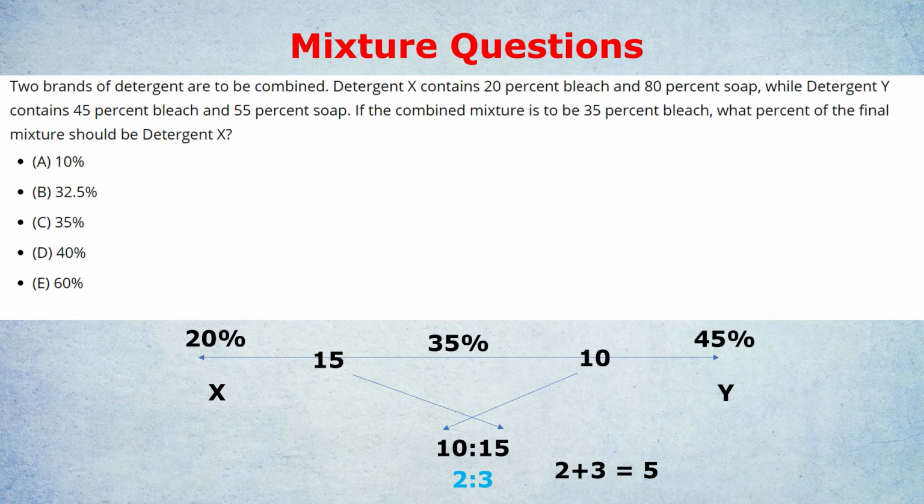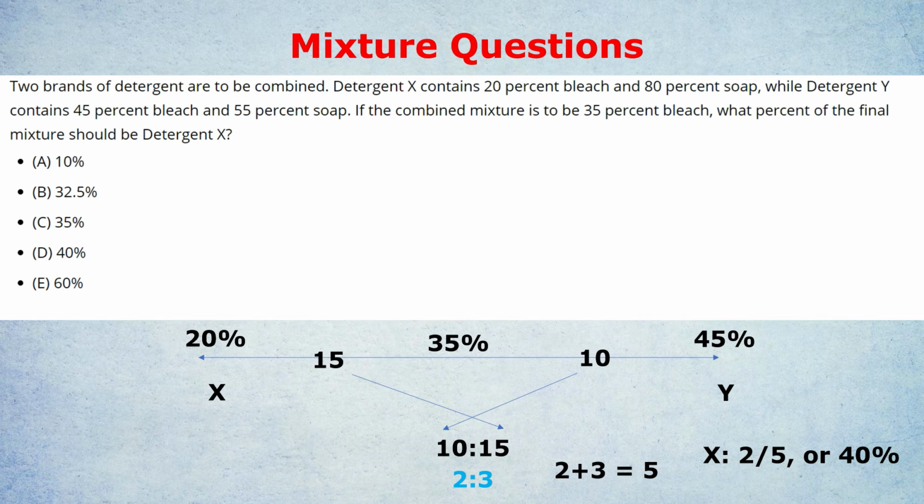On the left, we have 2 out of 5. That's X. On the right, we have 3 out of 5. That's Y. Therefore, detergent X is 2/5, or 2 out of 5, of the total. And 2/5 you can either know off by heart, preferably, or use a calculator.